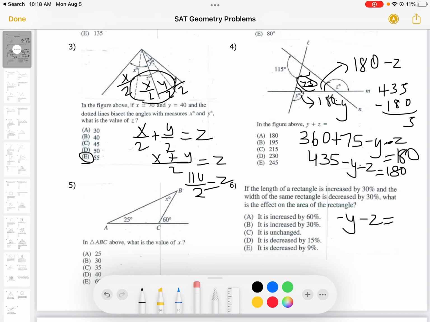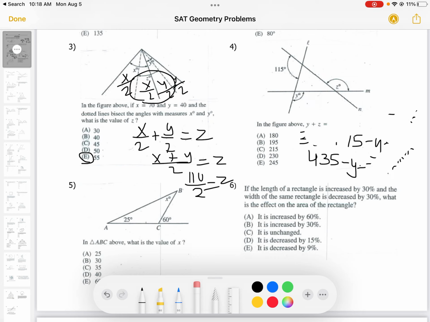Oh, this is not 75. Hold on. We made a slight calculation error, guys. Let's see. Gotta redo this. This angle is actually 65, not 75.